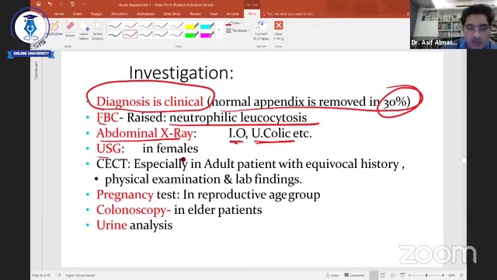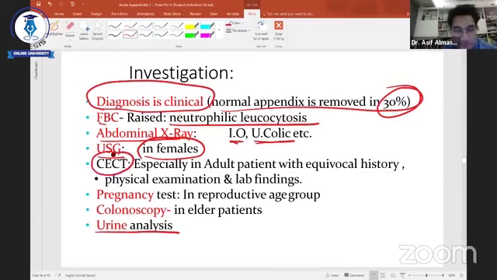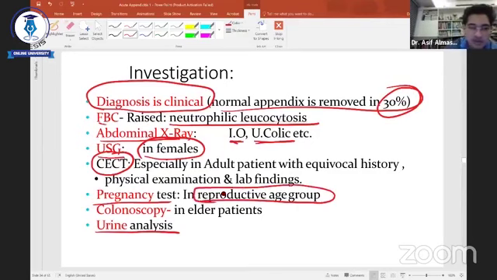Ultrasonogram, always in case of females, always do this. Urine analysis, always do this. Now, the best investigation nowadays for appendicitis is contrast enhanced CT scan. This is the best investigation. If you have any confusion, do this. Pregnancy test, female in the reproductive age, always do this test, always. Colonoscopy, especially in the elderly patients.